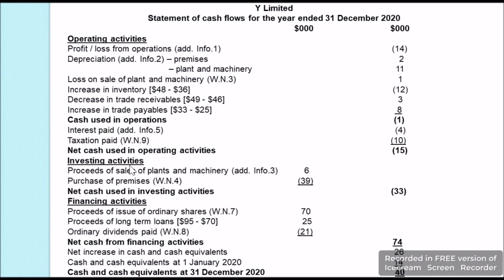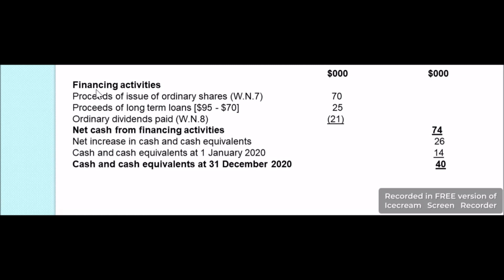Next in the cash flow statement, we will mention the investing activities, where we have the money which we received from the sales of plant and machinery, which was mentioned in the additional note. As it was a cash inflow, we are going to add 6,000 here. Then we have also calculated the purchases of premises in our fourth working notes, and as we have purchased the premises there will be an outflow of cash, and that was $39,000. Then we are going to add and subtract and we get the net cash used in investing activities as negative $33,000.